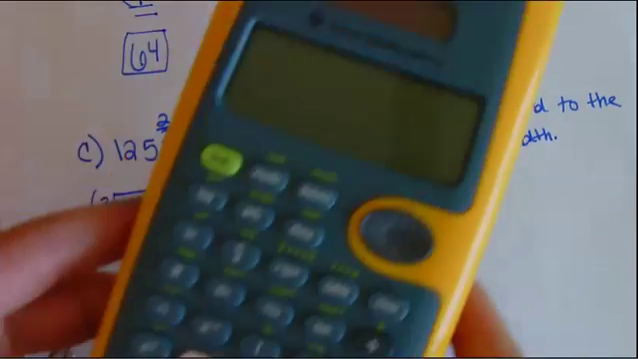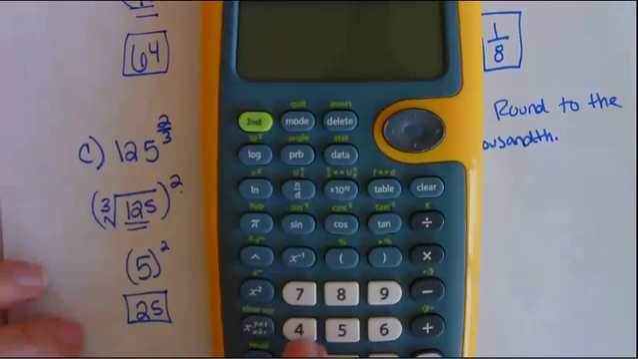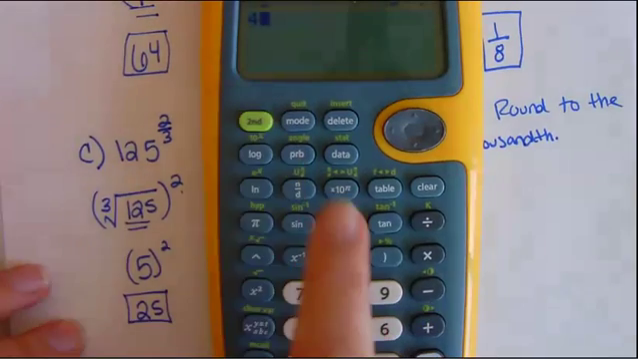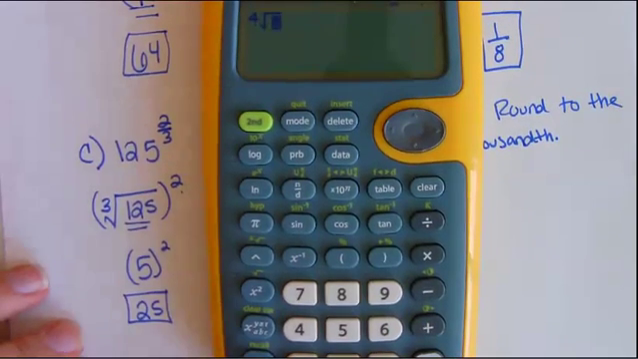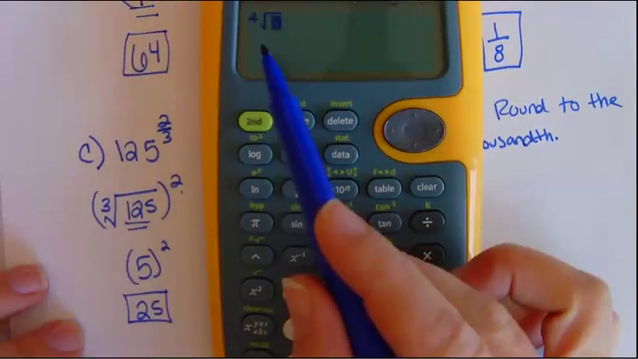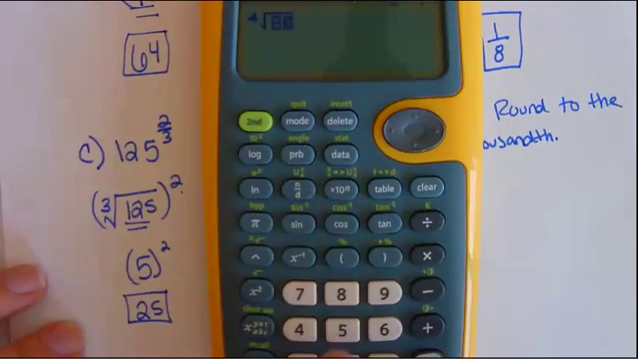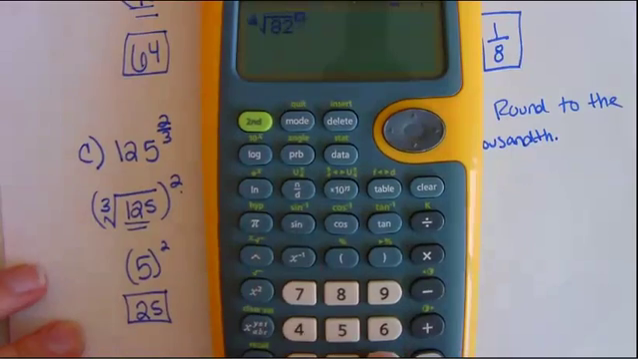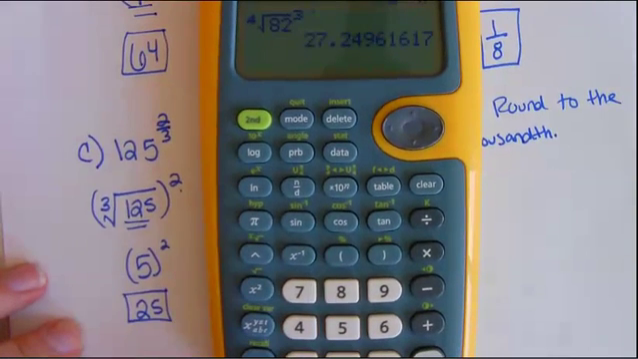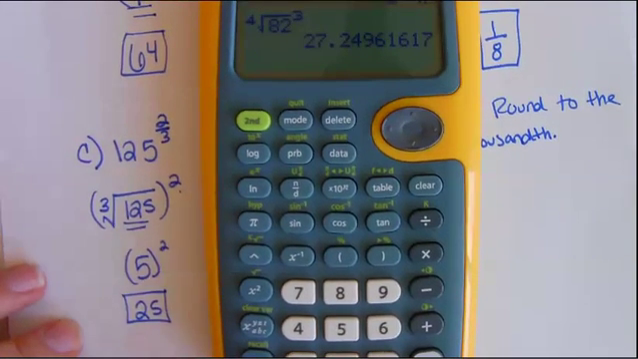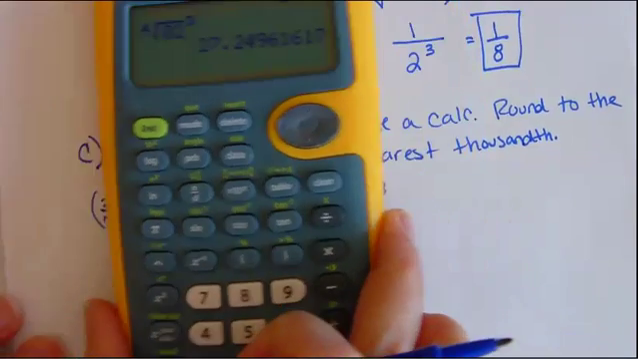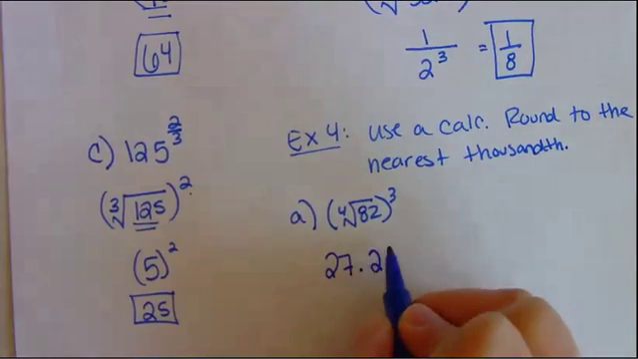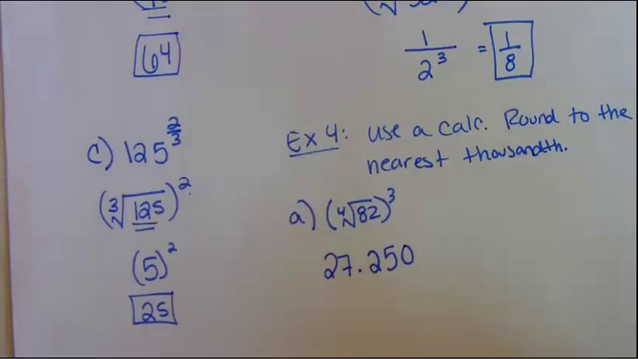So we're going to take our calculators. To get a 4th root, you're going to press 4 and then second this exponent key, and what it's going to do is it's going to turn that into that 4th root. We're going to type in that 82, and then you can arrow over to put that to the 3rd power. So now that's 27.24961617. So we want to round that to 3 decimal places. So we're going to go ahead and make that 27.250. So 3 decimal places, you want to include that 0.